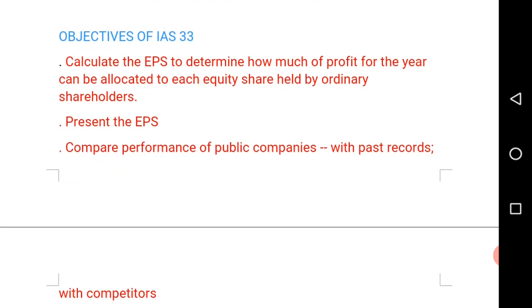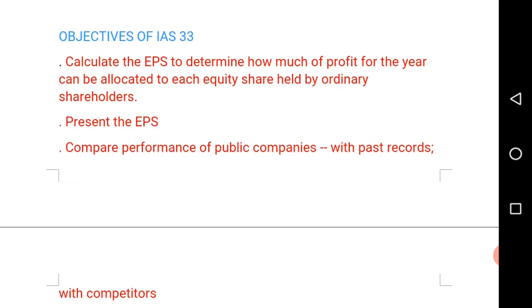Now to compare performance, there are two ways. Either you compare with past records of your own company, or you compare records with your competitors. And competitors are companies that operate in the same industry as you or similar industries, that their products can easily be interchanged. Now in short, we have to calculate the EPS, to present the EPS, and to compare performance.